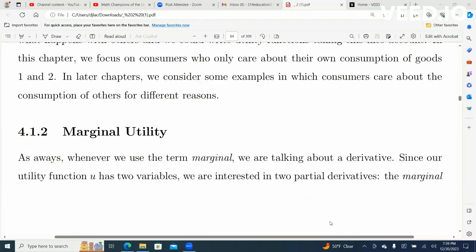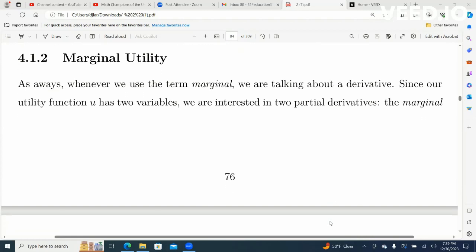So they do that. Okay, so this video is relatively short. I just want to prepare a little bit more before 4.1.2, but the math in the chapter really begins here with marginal utility. So we talk about this in the next video.